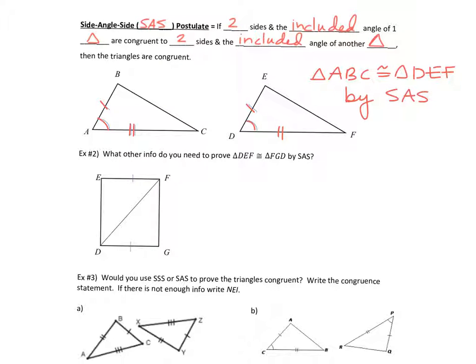Okay, so rather than walk through an entire proof on this one, it's just going to be part of a proof. What do you need to know? If you look at example 2 here, what other information would we need to prove that the two triangles are congruent by SAS? So we have one side. Is there anything else in this picture that you know is true? Yeah, DF is congruent. Right. So even though it's not marked for us, we know DF is congruent to DF.